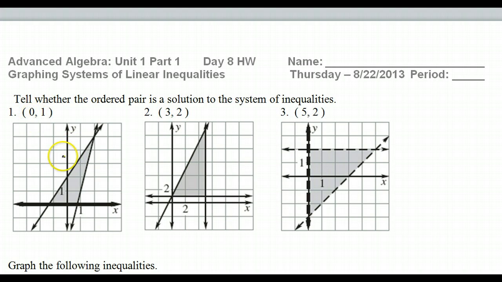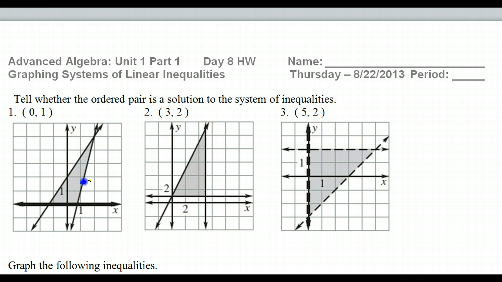Basically, if the point falls within the solution area, if it's in the shaded zone, then it's a solution. If it falls outside of the shaded area, if it's not in the solution area, then it's not a solution. So a point in here, solution, out here, not a solution. The only part that's even slightly ambiguous is what happens if it's right on the line. Well, if it's right on a solid line, then it will be a solution.